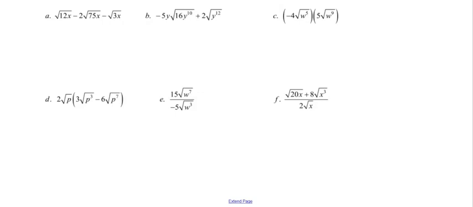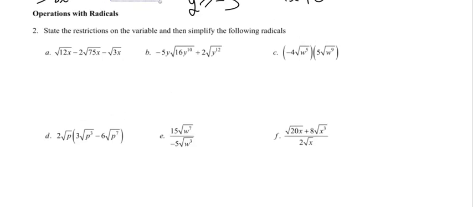One last thing. State the restrictions on the variable and then simplify. So this is a big skill in Math 30-2. In the next course up, there is a whole pile of stuff on restrictions, and they're called restrictions or non-permissible values. We're just going to call them restrictions, and we're just going to say what x can't be, or what x must be.